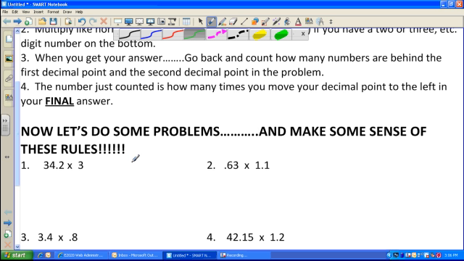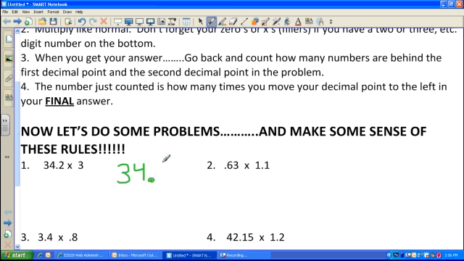So I have a decimal point, so I need to make sure I follow my decimal rules. So first step says rewrite it. So I'm going to write 34, make my decimal, 34.2, and it's times 3. Okay, and I just usually line up the last digits.